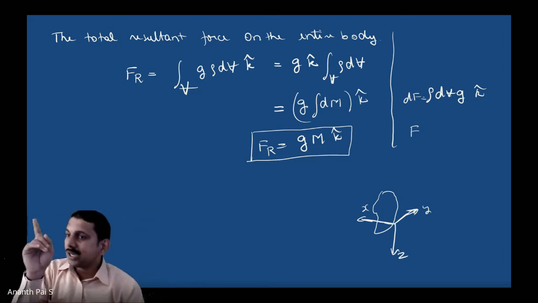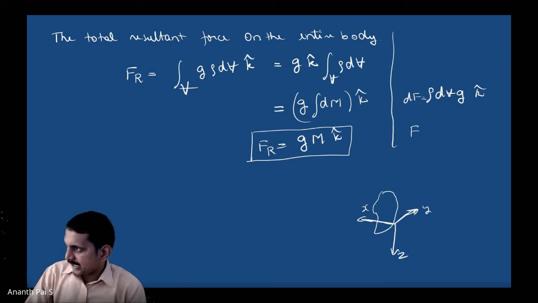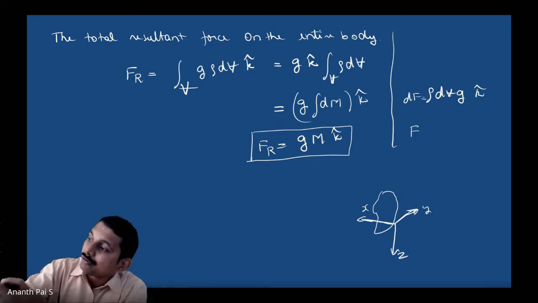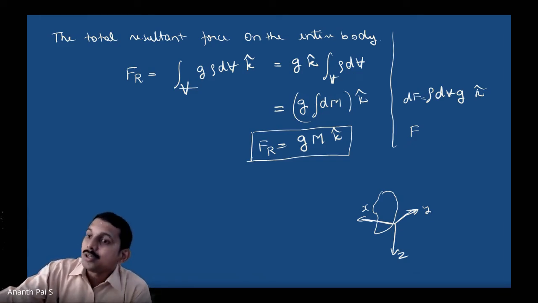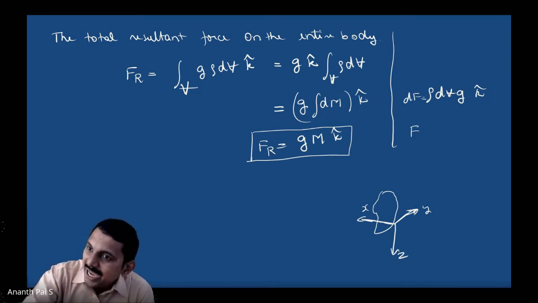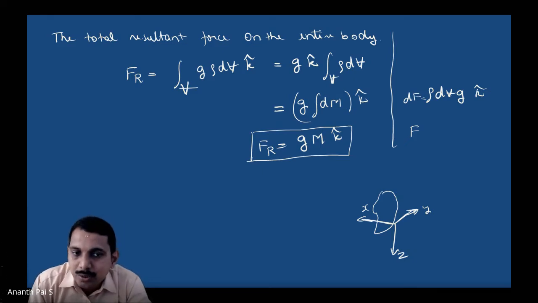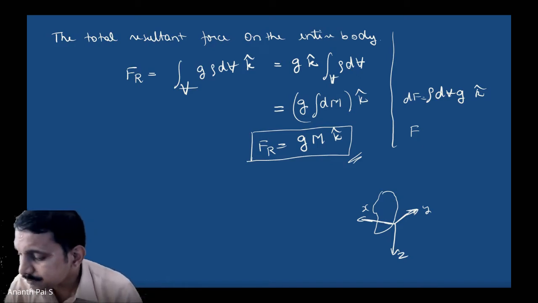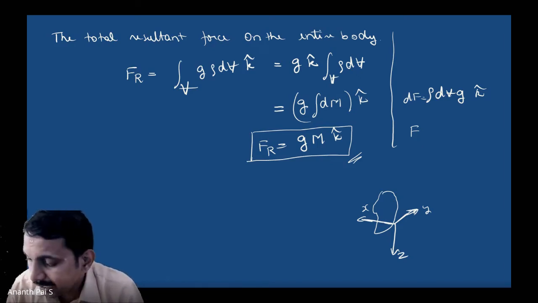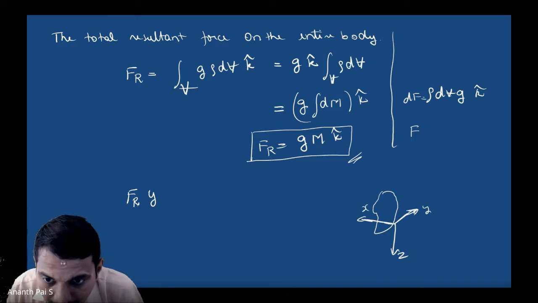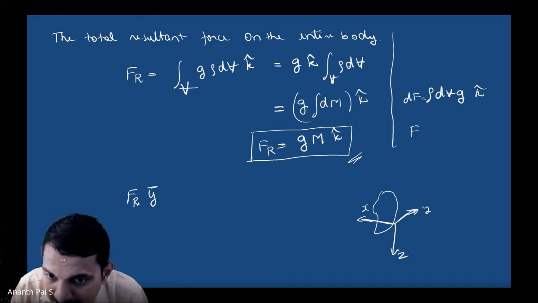I'll repeat again. The total moment these individual forces are applying on one axis should be equal to the moment generated by this one force acting at a particular point. The force magnitude is given, but where it is acting is not given. So I have to say Fr, the resultant force Fr into y bar. This is about the x-axis. I'll place this at x bar, y bar.